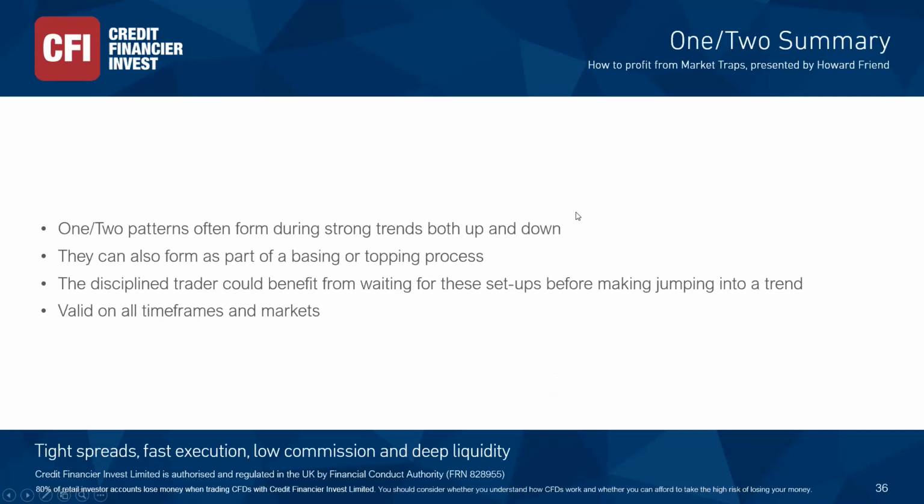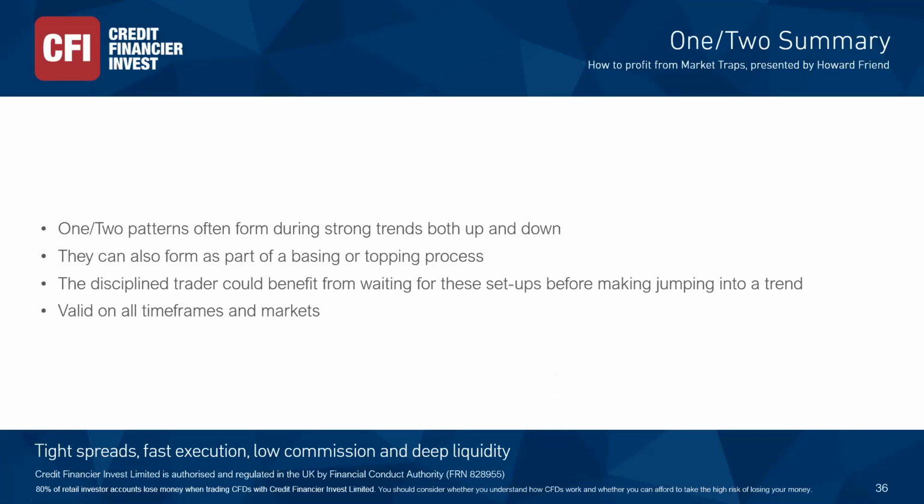Okay, so just to summarize, 1-2 patterns often form during strong trends, both up and down. They can also form as part of a basing or a topping process. So if you're a disciplined swing trader waiting to find a good entry point to jump into the trend, it's good to wait for a 1-2 setup before taking a stab at the trend.